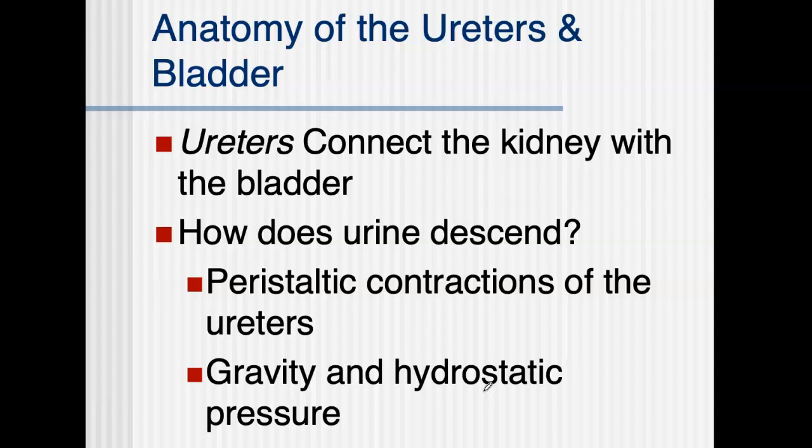In words for you to have these notes. The ureters are going to connect the kidney with the bladder. One question that usually arises is, well, how does it descend? Well, the ureters have their own contractions. They have peristaltic contractions, so they're able to actually squeeze and bring that urine down from the kidney down into the bladder. There's also gravity that's going to help, and just hydrostatic pressure, which is just the pressure of the volume of that fluid in that location. And all those will aid in the descent of that urine into the urinary bladder.